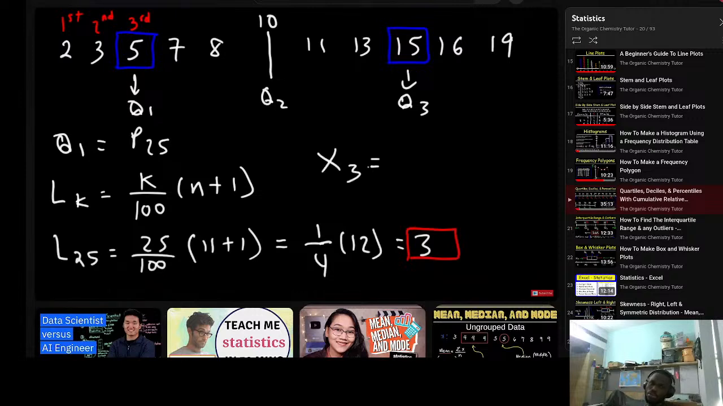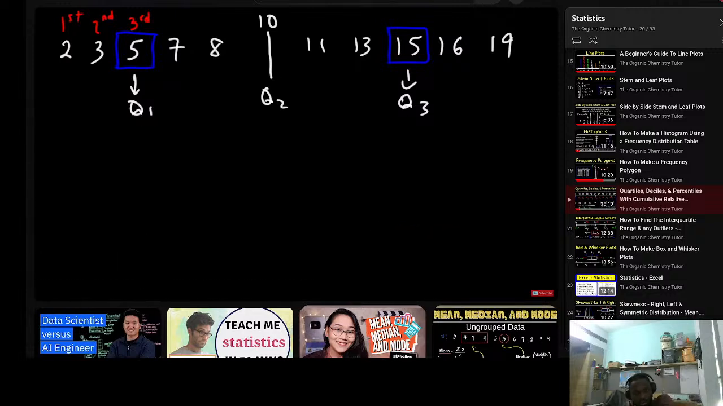So the third number from the left is 5, which is our first quartile, as we can see here. And so that's how you're supposed to use the formula. Now let's try another example.